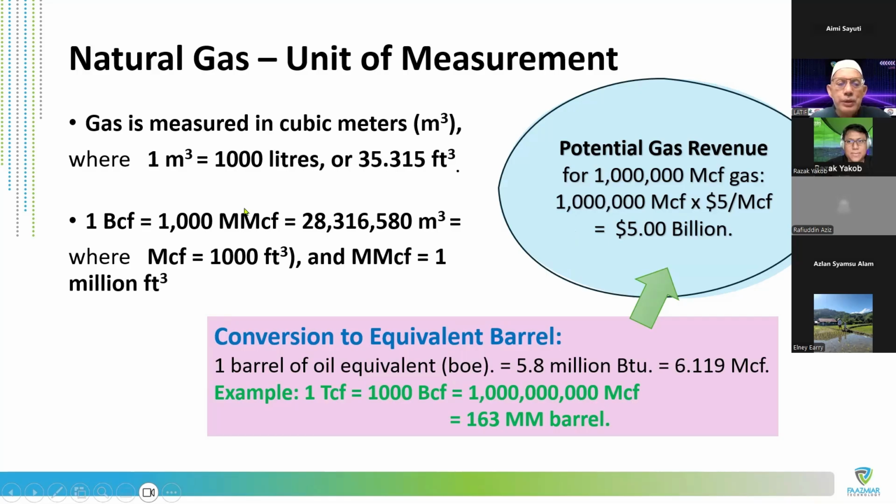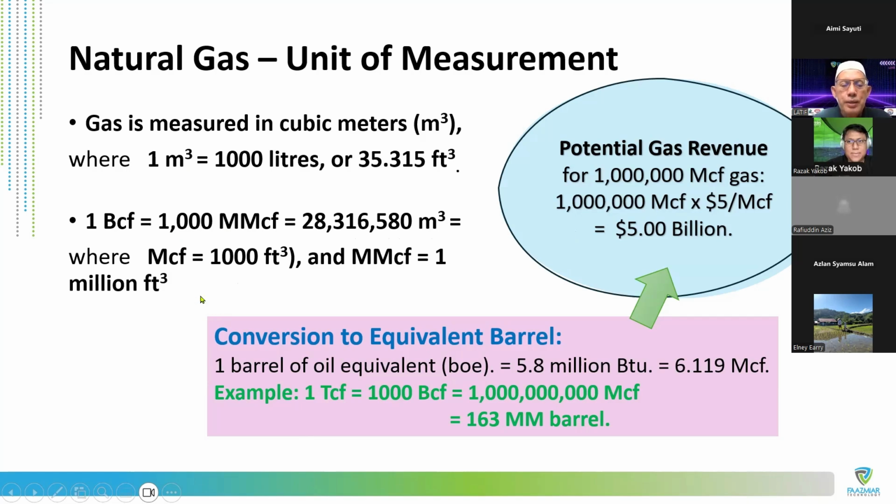So going back to the measurement, 1 BCF is going to be 1,000 million cubic feet, so it's about 1 billion cubic feet. It's considered, for the reservoir calculation, you use the big number. But of course, for production, it's going to be the MMCF number.